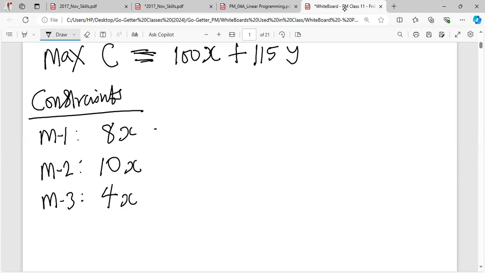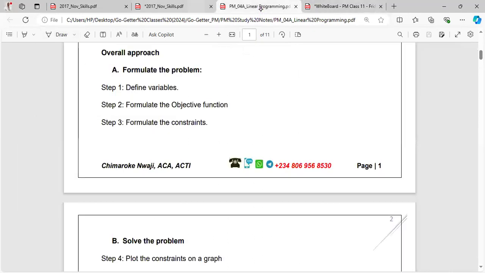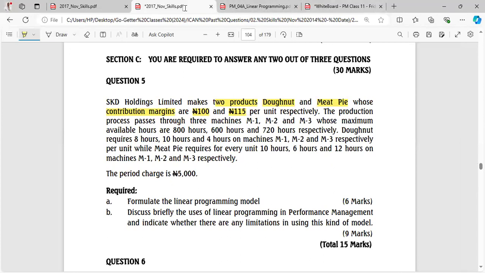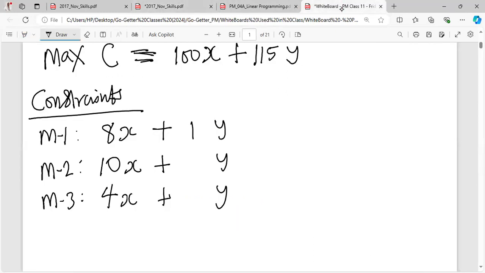Now, we'll do the same thing for Y, which is our meat pie. So let me put Y, Y, and Y here, and let's go and read it. What did they say it requires? 10, 6, 12. So we don't know how many X we are producing, but one of it will require 8 hours in M1. We don't know how many Y we are producing, but one of it will require 10 hours.